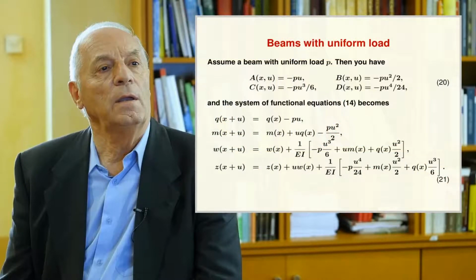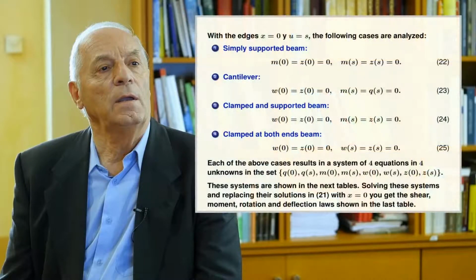To illustrate how we can work with functional equations, we consider 4 different cases of beams. Assume a beam with uniform load P. Then we have the a, b, c, and d functions in 20, and the system of functional equations 14 becomes 21. With the edges x equal to 0 and u equal to s, the following cases are analyzed. First, the simply supported beam with boundary conditions in 22. Second, the cantilever beam with boundary conditions in 23. Third, the clamp and supported beam with boundary conditions in 24. And fourth, the clamp at both ends beam with boundary conditions in 25.